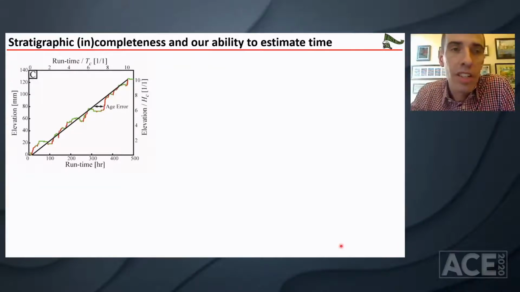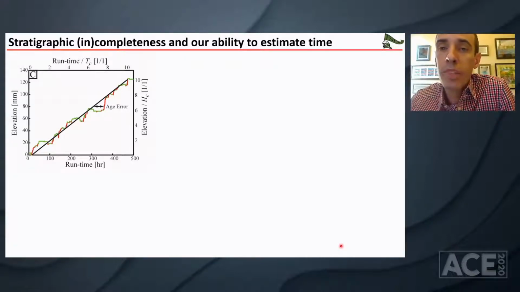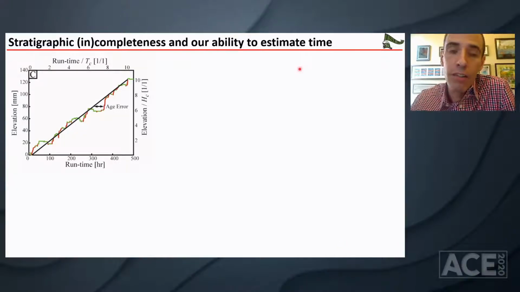But one of the first implications that I want to talk about here is thinking about this incompleteness and what it means for our ability to estimate time within the stratigraphic record. Think, for example, of one spot within a sedimentary basin, and think about how it moved forward in time and accumulated sediments. That one spot, we might only have a date maybe at the base of a formation and a date at the top of the formation.